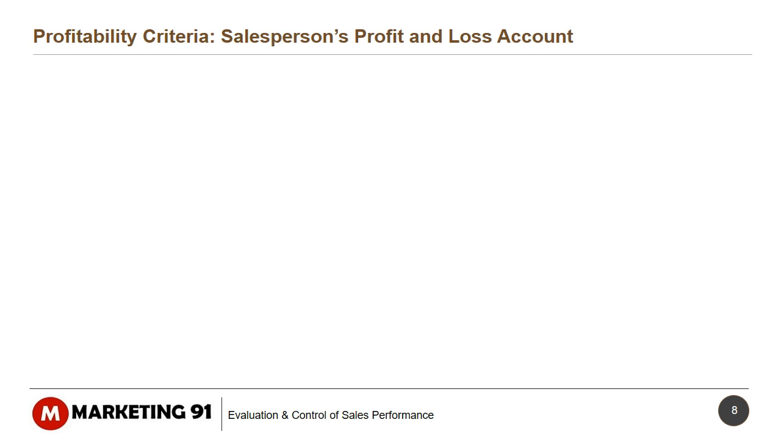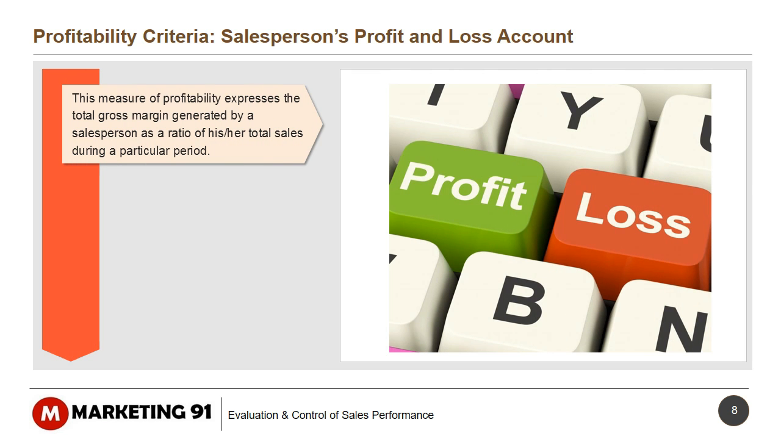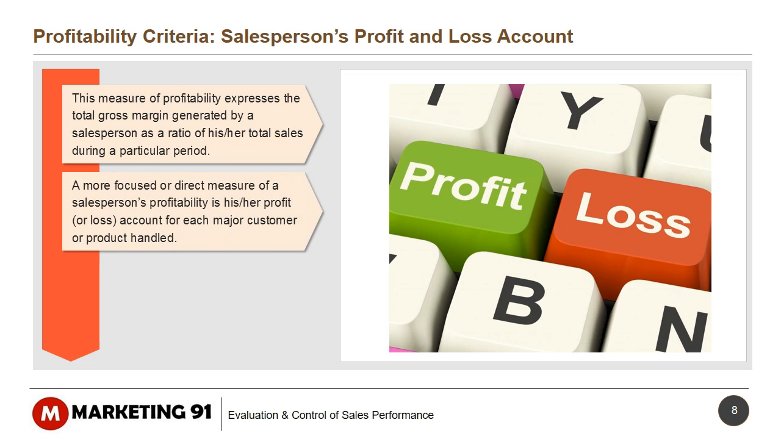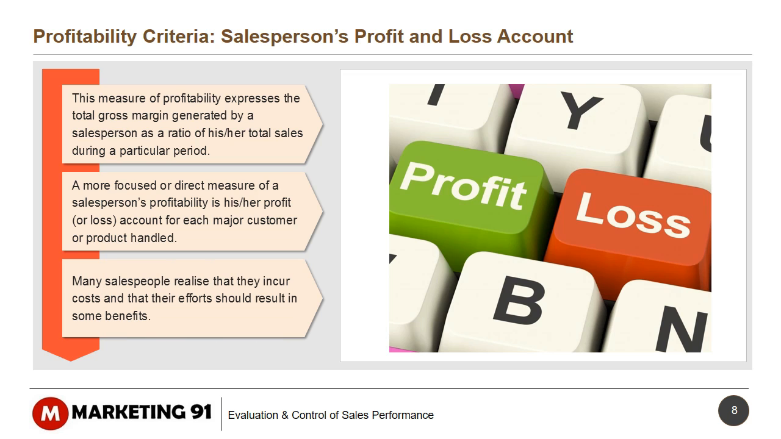Profitability criteria. Salesperson profit and loss account. This measure of profitability expresses the total gross margin generated by a salesperson as a ratio of his or her total sales during a particular period. A more focused or direct measure of a salesperson's profitability is his or her profit or loss account for each major customer or product handled. Many salespeople realize that they incur costs and their efforts should result in some benefits.